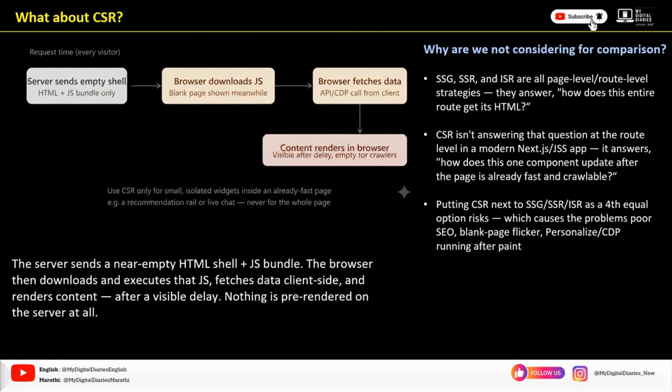So next we will look at how to actually choose between these three, SSG, SSR and ISR, for your specific route. We know what SSG, SSR, ISR and hybrid are, but every architectural decision comes down to a trade-off. So let's go strategy by strategy, the good and the bad.